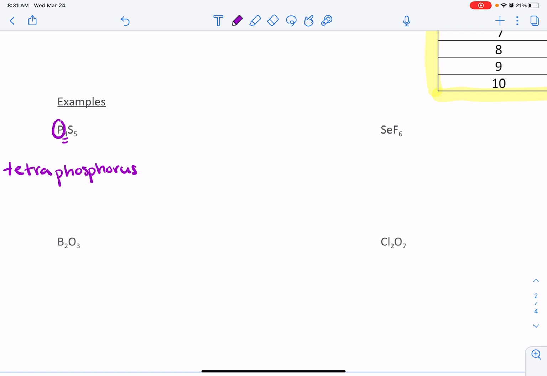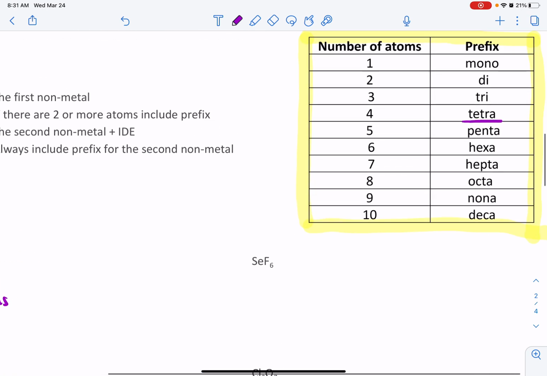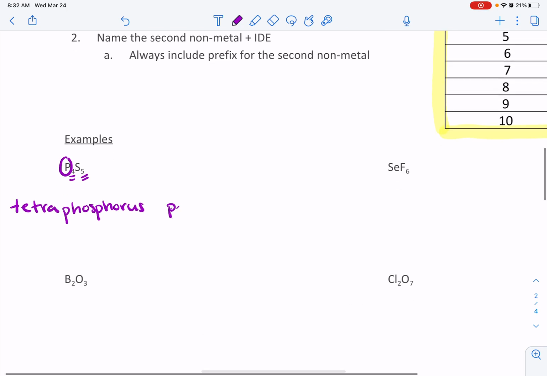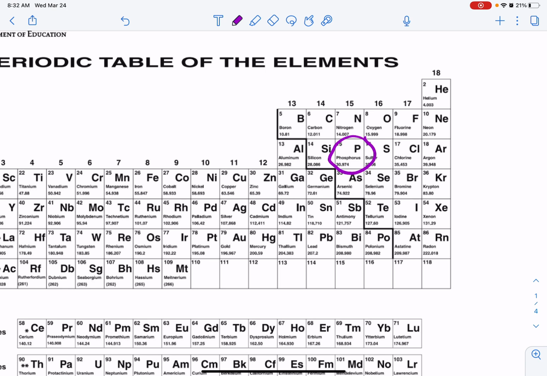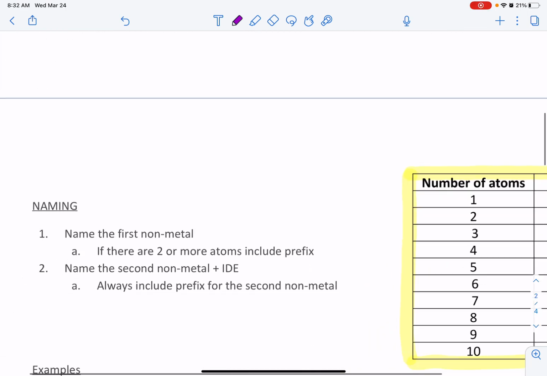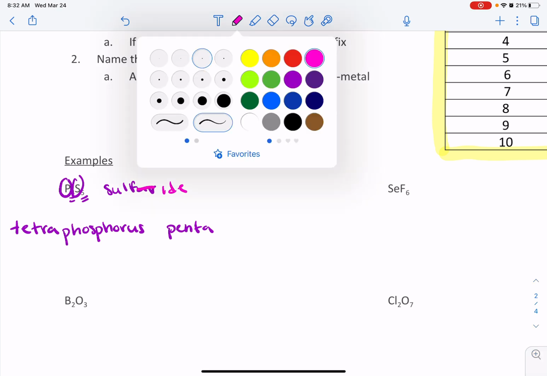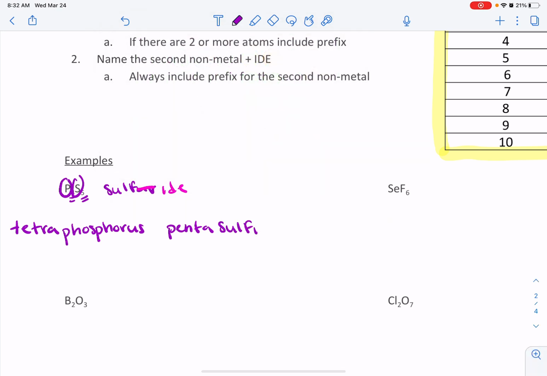Okay, and now we're going to look at our second element, and we have a number 5. So number 5 is penta, so I'm going to write penta. And then I need to find this element, S, which is sulfur. And I'm going to change the ending from sulfur to sulfide. Remember that that last syllable changes to "ide." Okay, so this becomes pentasulfide. And that's our answer, tetraphosphorus pentasulfide.